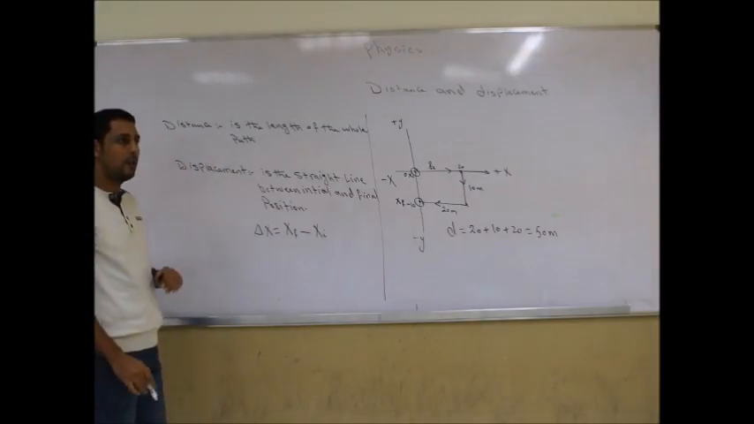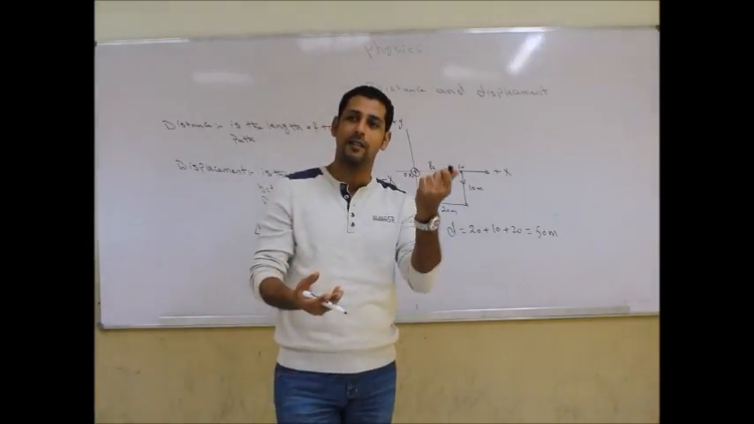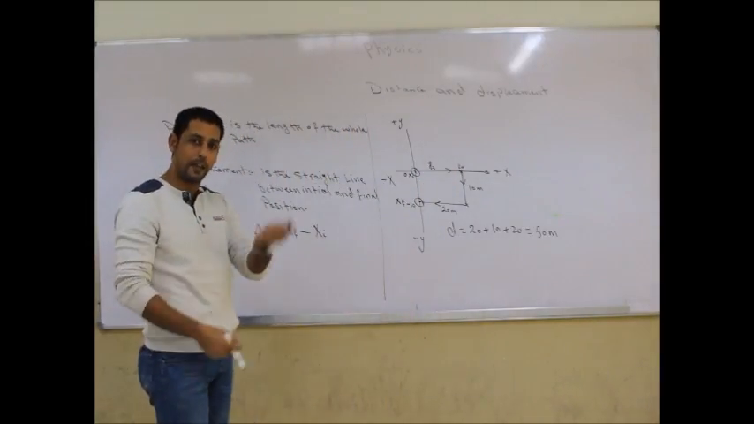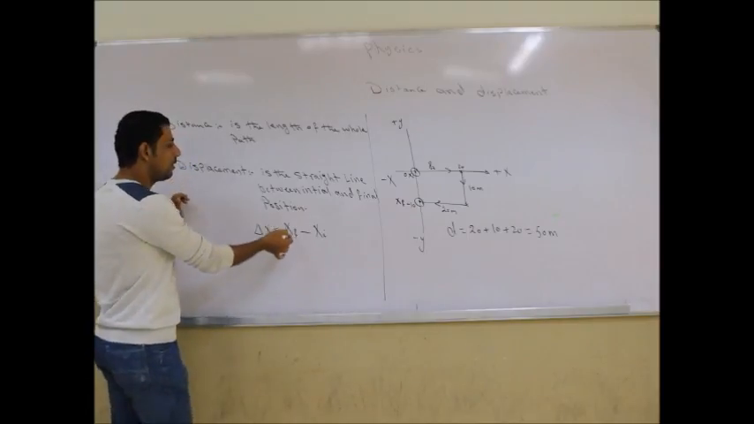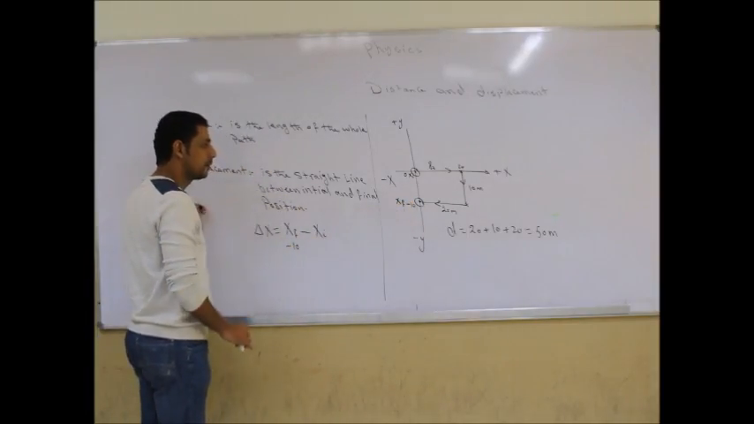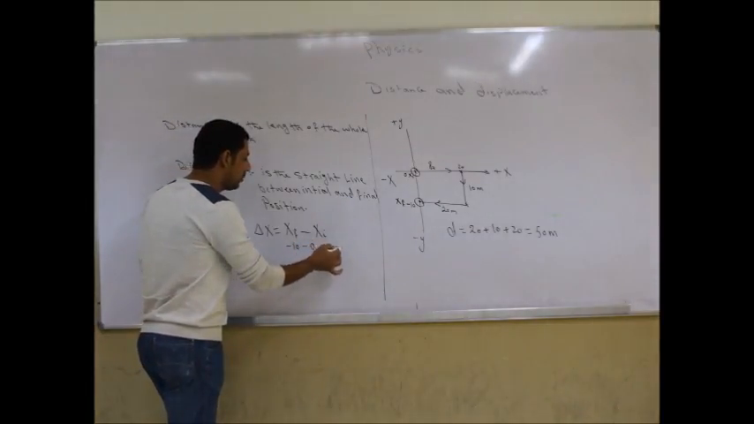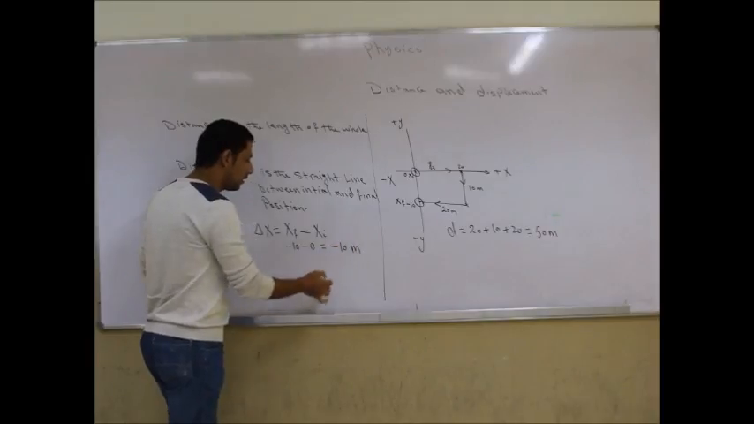Delta in physics always means a change, and any change is final minus initial. So it will be the final minus the initial. Where is the final position? This is negative 10. Where is the initial position? This is 0. So it will be negative 10 meters.